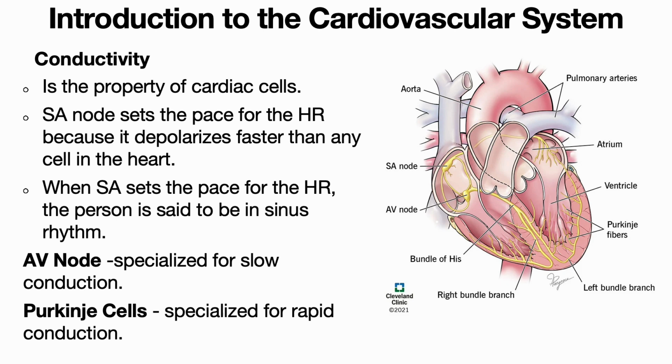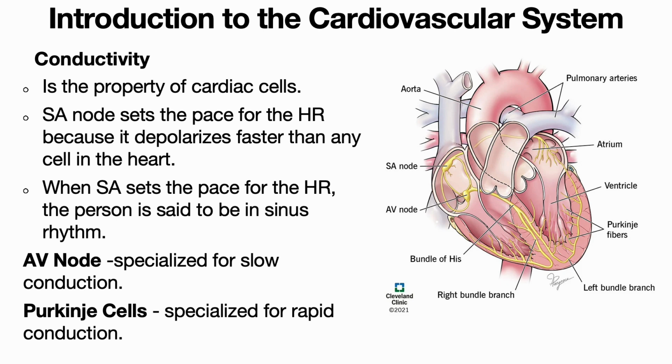We continue with conductivity, which is the property of cardiac cells. Cardiac conduction or stimulatory is the driving force behind the cardiac cycle. This cycle is the sequence of events that occur when the heart beats, and this cardiac conduction system consists of the SA node, the atrial bundles, the AV node, the bundle of His, and the bundle branches, and the Purkinje fibers.